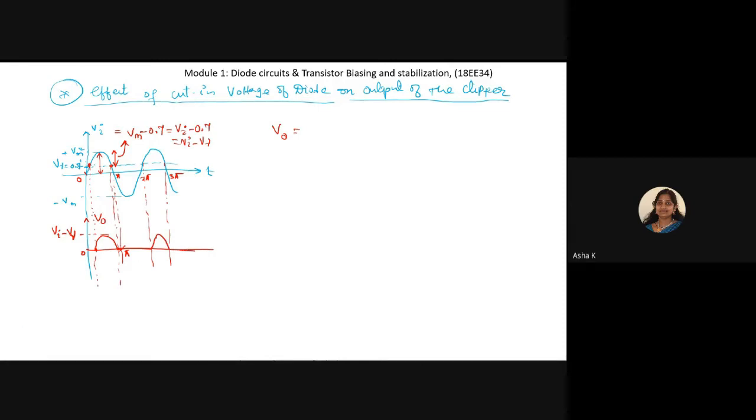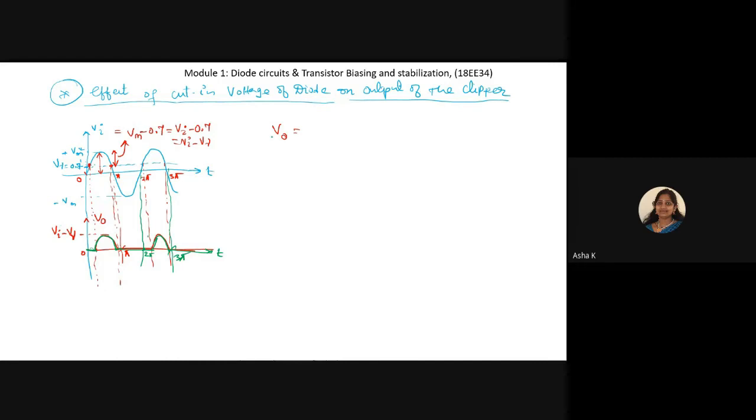So if I just wanted to write with a different color, from here to here it is 0. Again I'll be having the amplitude. Again from here to here it is 0. Again we'll be having the amplitude. So this is called the output voltage. So this is 2 pi, and after this value, somewhere here we'll be having the 3 pi. Okay, this is the input output waveform.